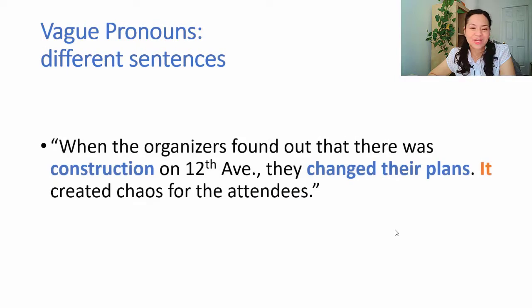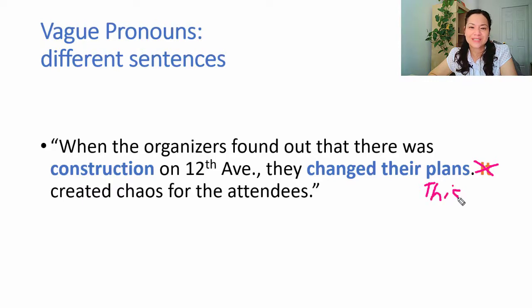One last vague pronoun reference for you. When the organizers found out that there was construction on 12th Avenue, they changed their plans. It created chaos for the attendees. Pronoun reference between two sentences needs to be constructed carefully. Here there are two antecedents, construction on 12th Avenue and the change in plans. What does it refer to?